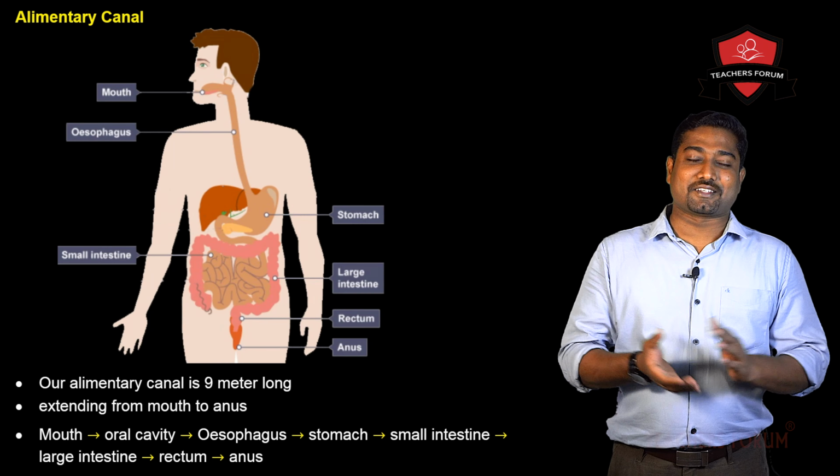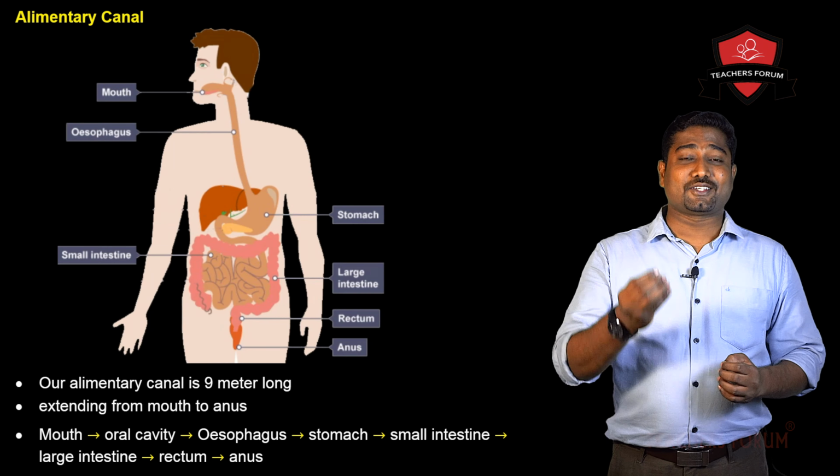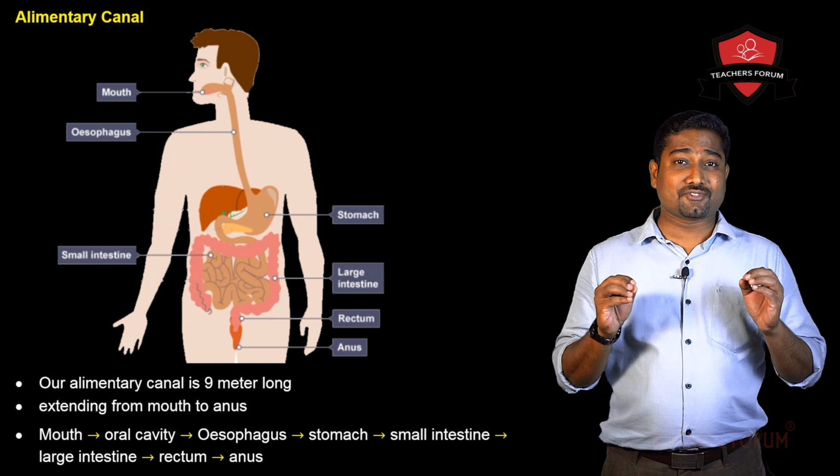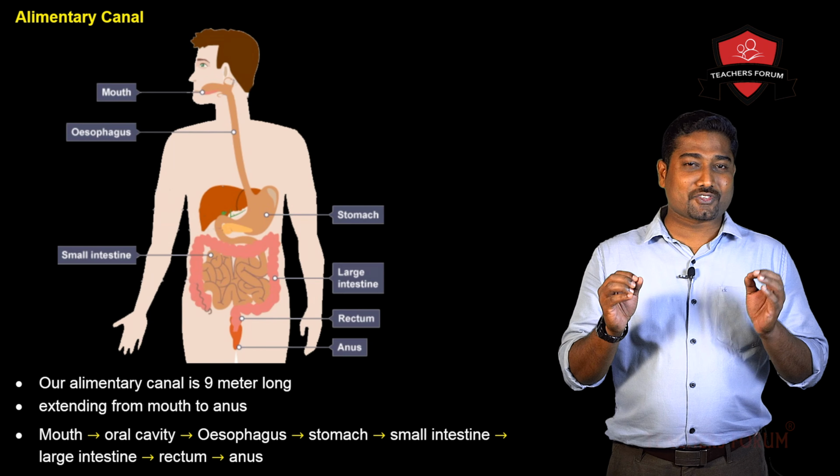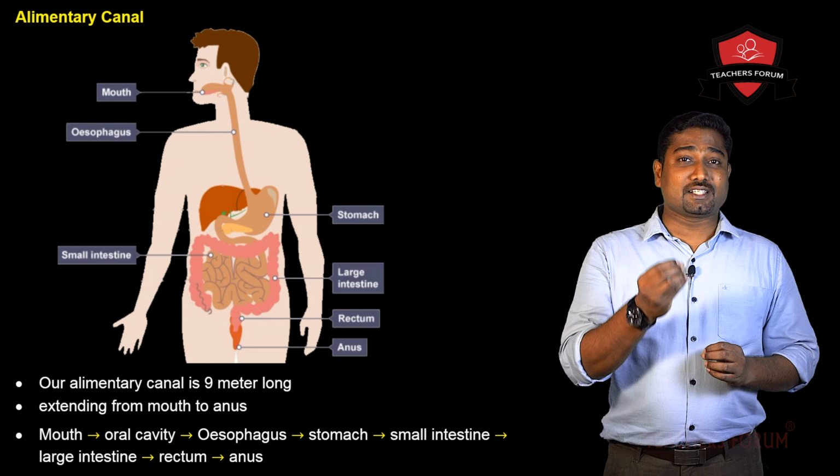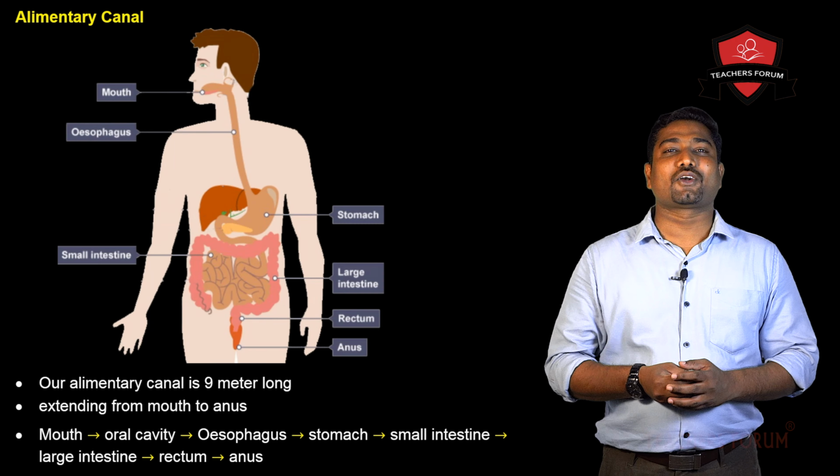Hope you know its function. The large intestine is connected to the rectum, where the undigested food materials are stored for a short period of time. Later, the waste material is expelled through a small opening called the anus.